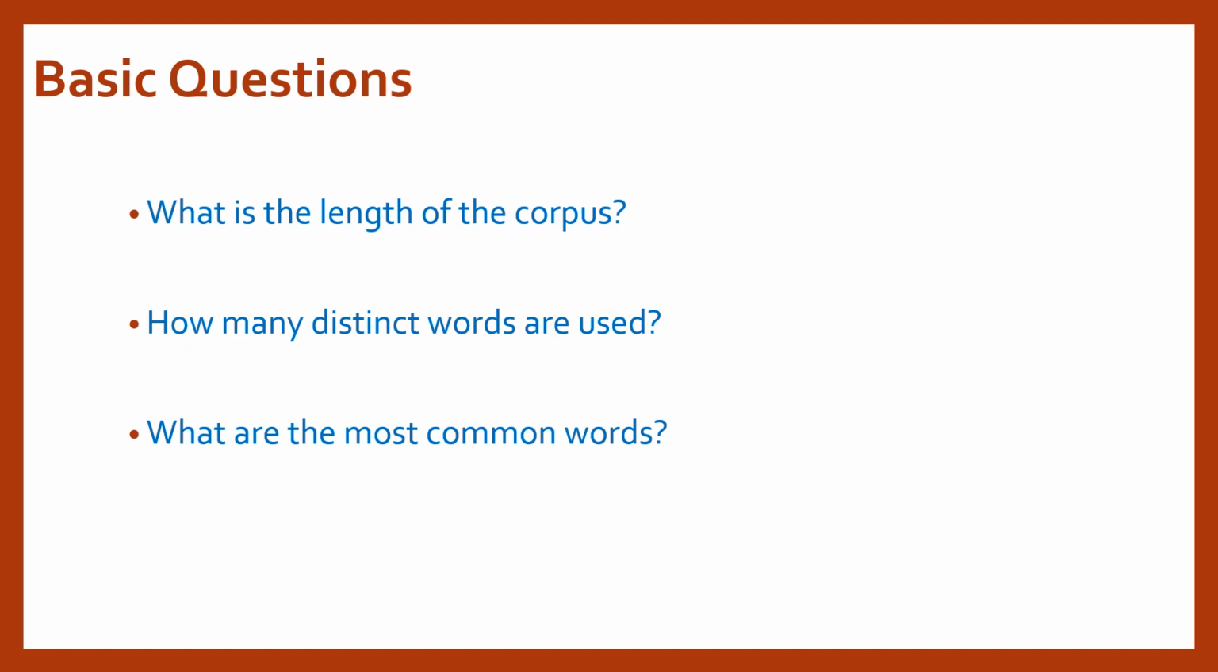For example, what is the length of the corpus? How big is the corpus? How many distinct words or tokens are used? What are the most common words? What do they signify? Now you are perhaps wondering why this is required. So I will try to give you one or two examples to make you understand why it is essential. First of all, it is going to give you a lot of insights about your data.